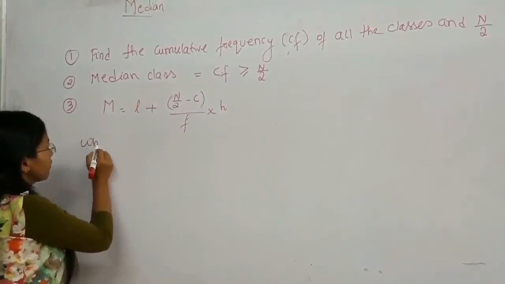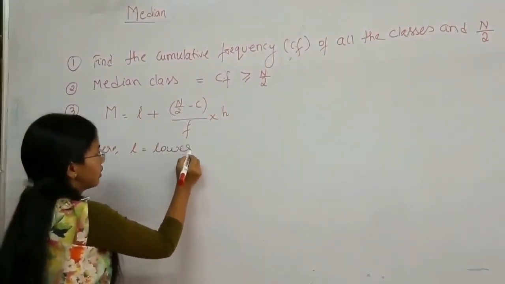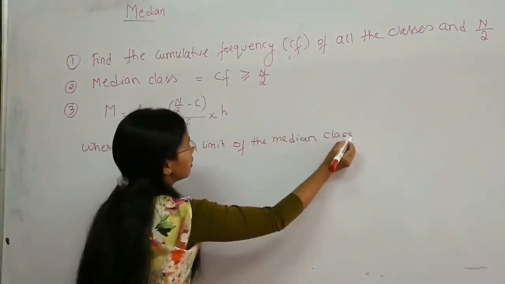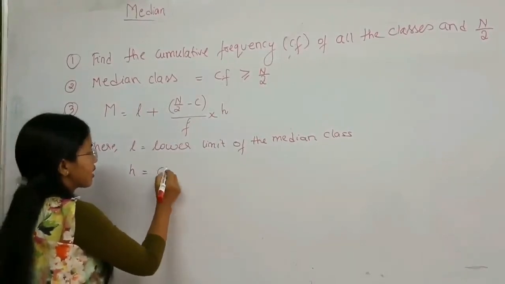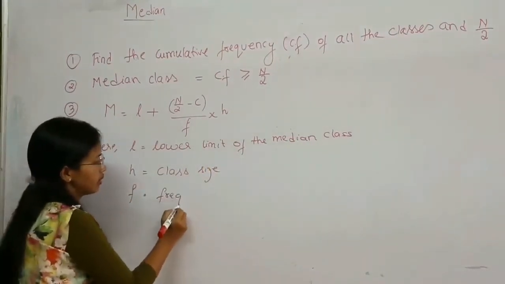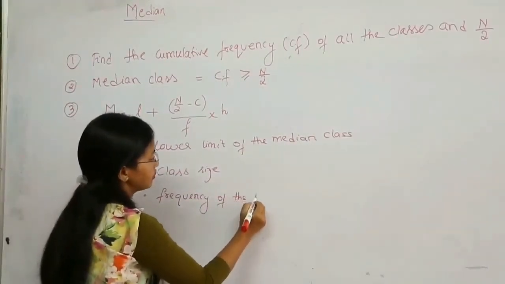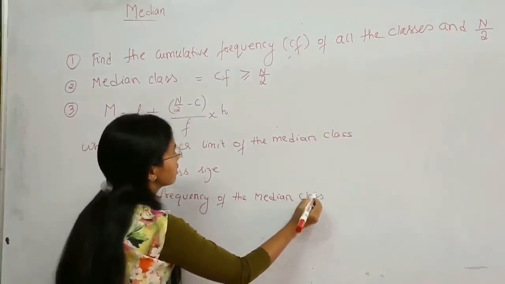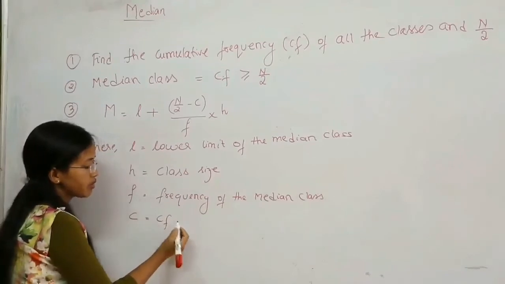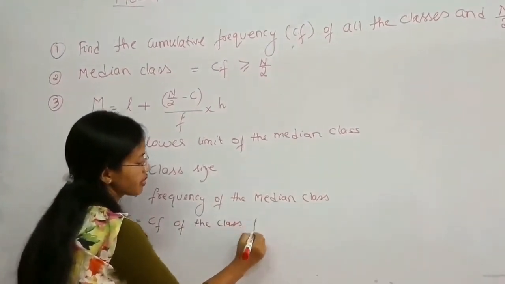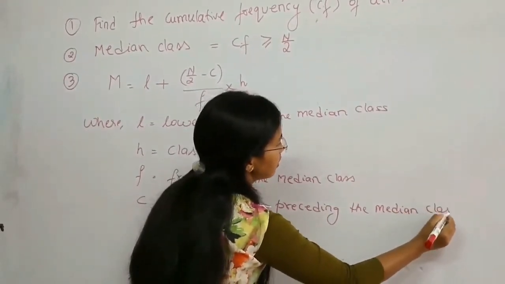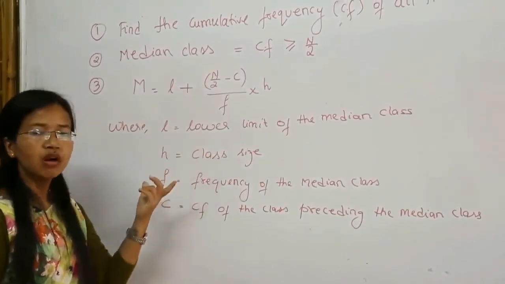Where L is the lower limit of the median class, H is the class size or width of the class, F is the frequency of the median class, C is the cumulative frequency of the class preceding the median class, and n is the total number of observations.